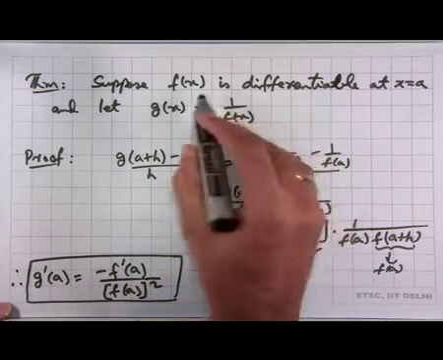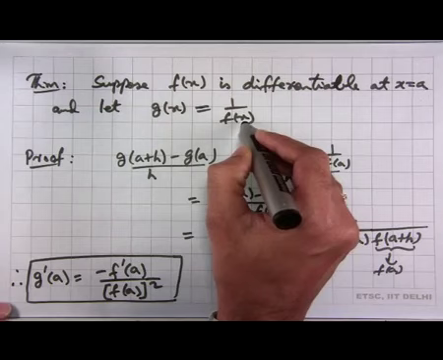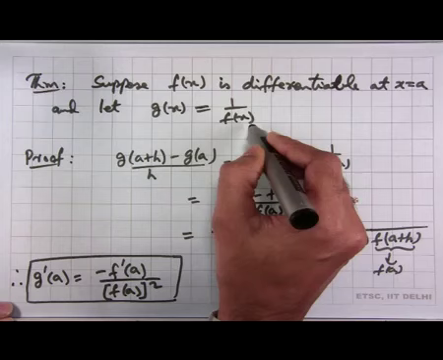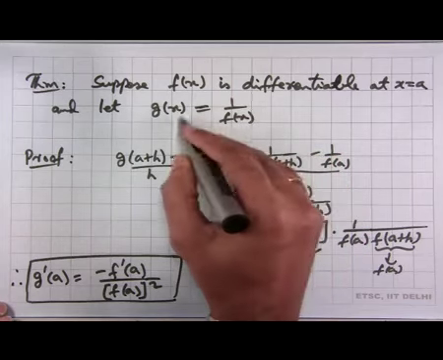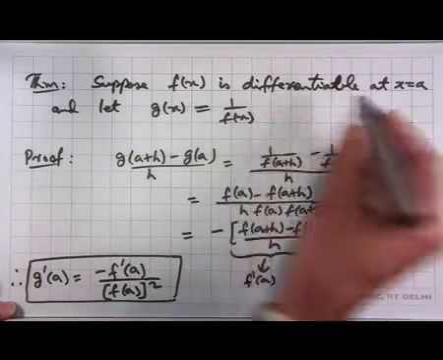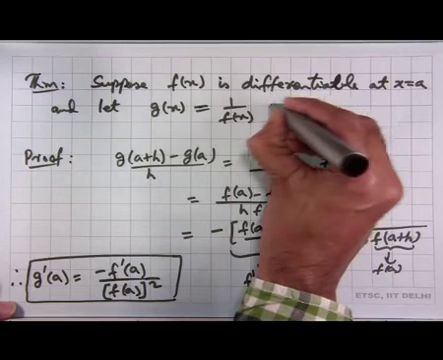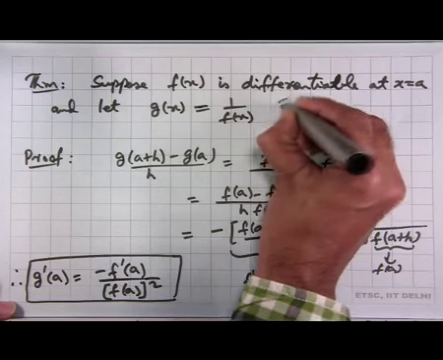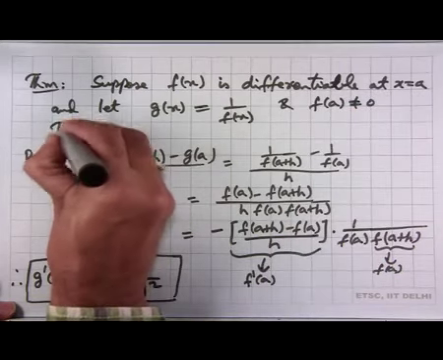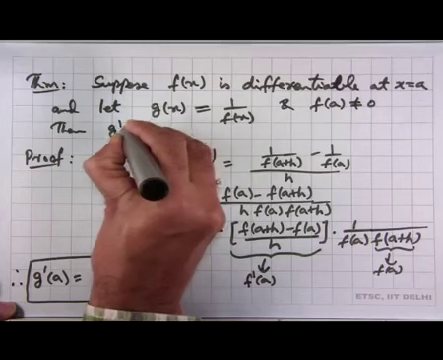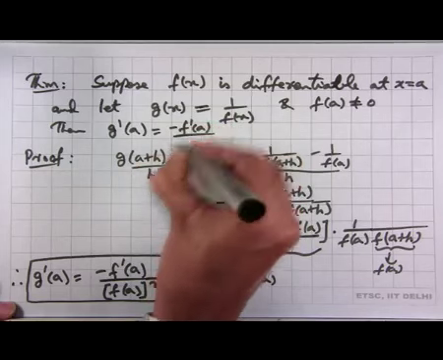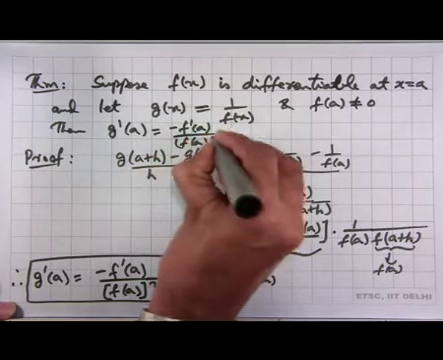Of course, here when I am writing g of x equal to 1 by f of x, and we are asking whether this is differentiable at x equal to a, g of a must be defined. So, we must have that f is differentiable at a and f of a is not equal to 0, then g prime a is equal to minus f prime a divided by f of a squared.